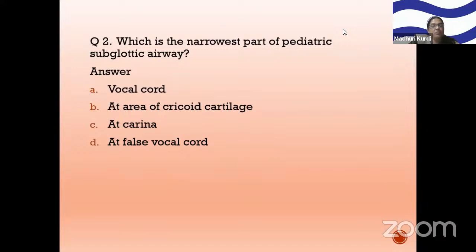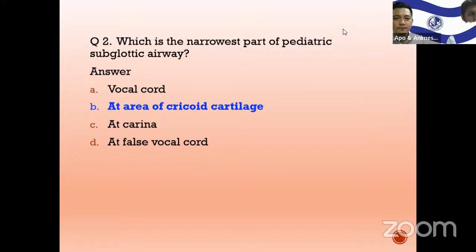I think a lot of students have given the answer B, at the area of cricoid cartilage. Is that right? Yes, ma'am. The answer is at the area of cricoid cartilage.